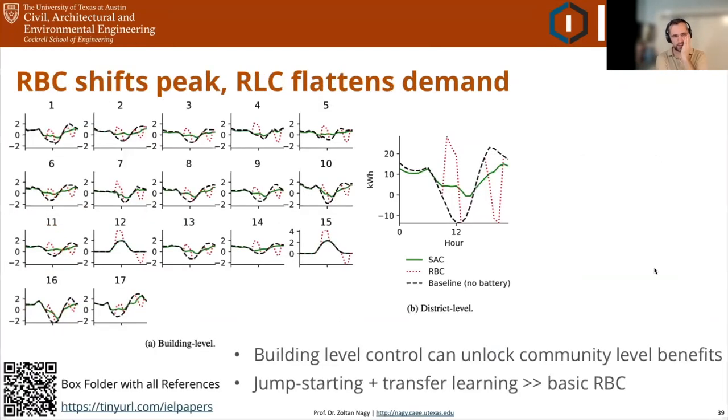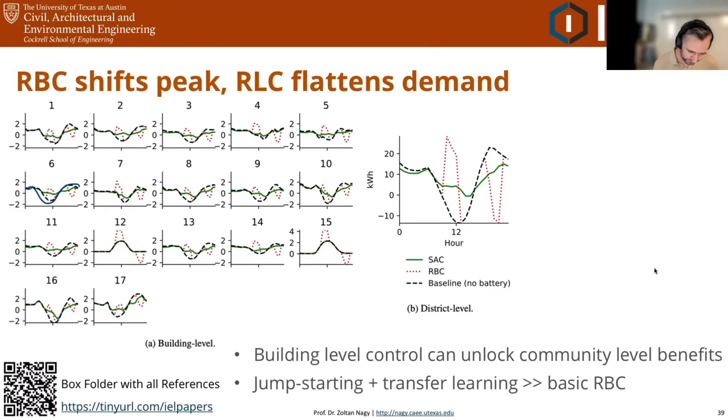Here's the other thing that I like to show. When you look at the individual daily profiles for these 17 buildings, like an average load, you see the baseline, which is the no load, the blue dashed line. Then the red is the demand you get if you charge with time of use. And the green is what the soft actor critic is doing. So you see immediately the soft actor critic is a lot more constant, which is the curve that we wanted initially.